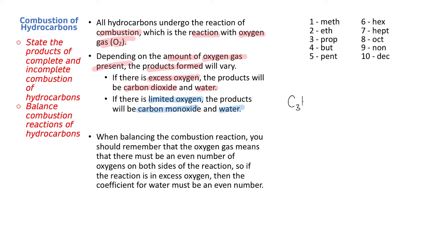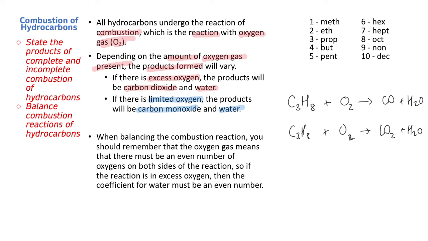C3H8 is propane. Because I know it's an alkane, it's CnH2n+2, so I can write out propane as that. In limited oxygen, it's going to form carbon monoxide and water. But if it was propane in excess oxygen, the reaction would look like this. You don't have to write that it's limited oxygen or excess oxygen anywhere. You just have to show that you understand which one it is by the products that it forms. And then we just have to balance that equation.